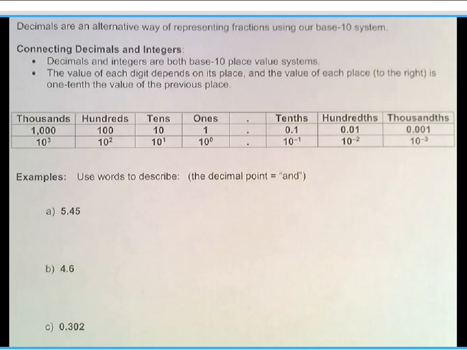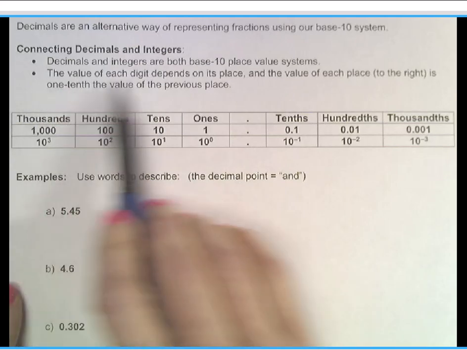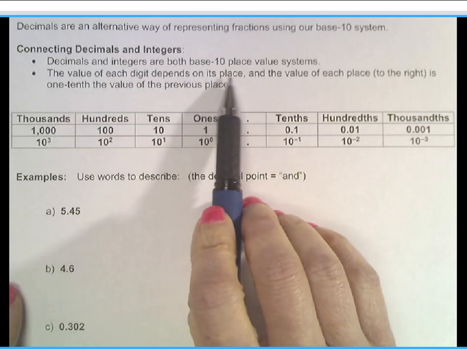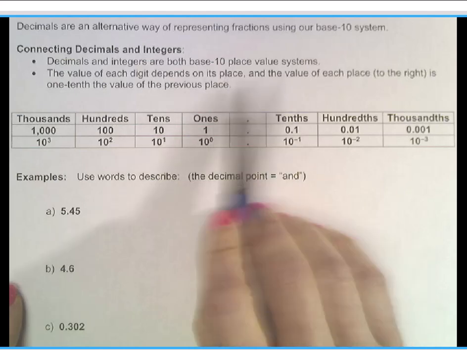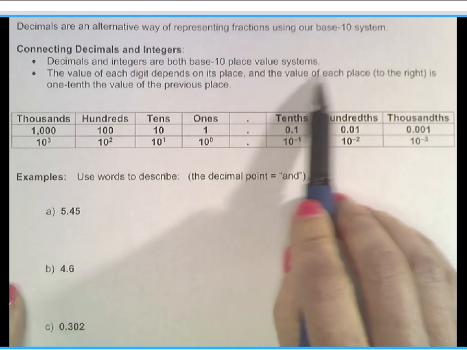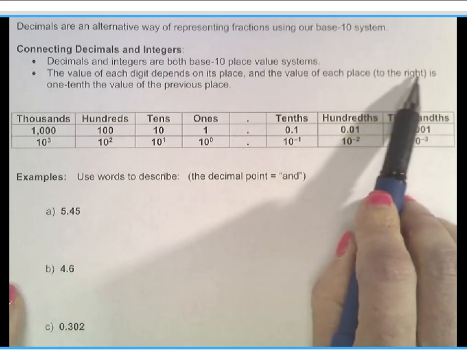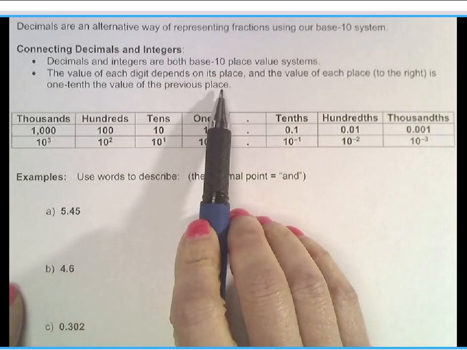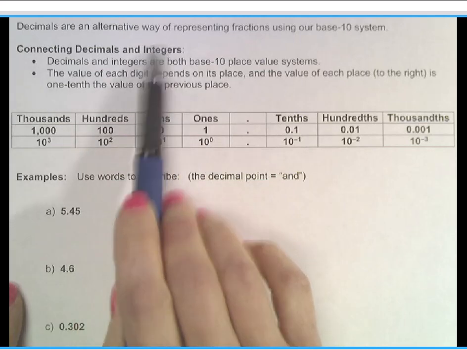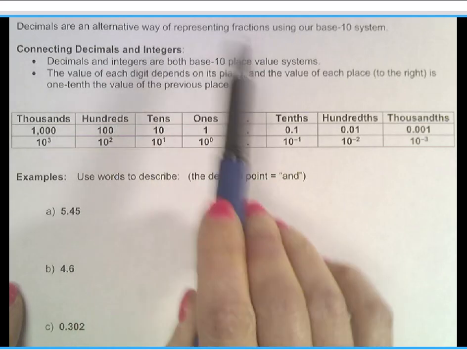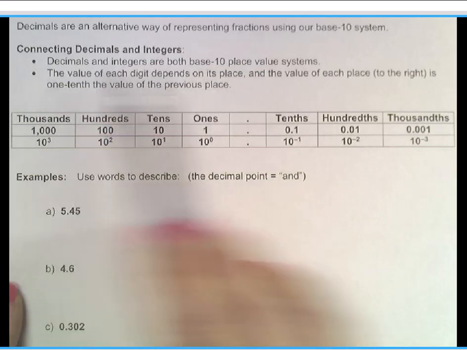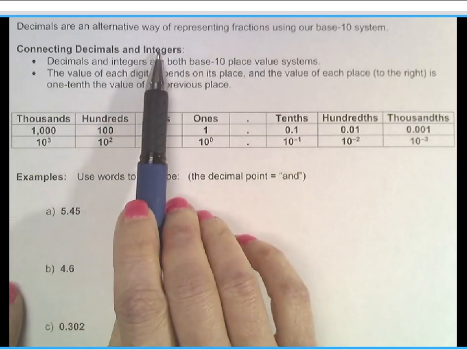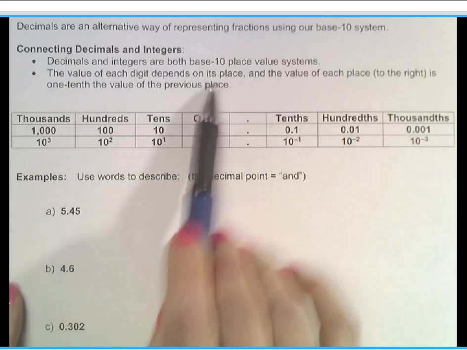It's a base 10 place value system, like that's not going to change. And the value of each digit depends on its place in the number, where it's sitting in the number. And the value of each place, as you go to the right, is 1/10 the value of the previous place. So integers, those are your negative numbers, your positive numbers, and 0, but all just whole numbers only, no fractions or decimals. That was base 10, and we talked about place values.